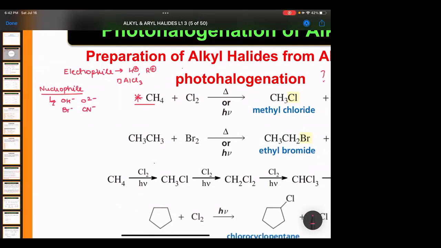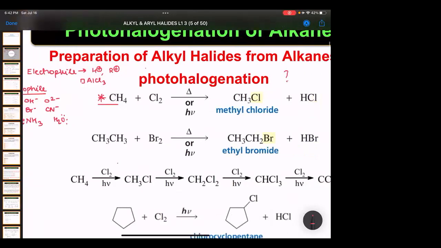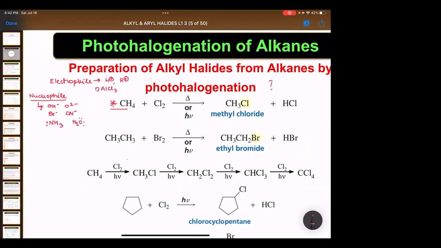Yeah, and they can be neutral also, like ammonia, which doesn't have any negative charge, but it has a pair of electrons which it can share readily with another atom, or water also. But neutral ones are definitely weak nucleophiles because they are stable, so they are not desperate to attack. Okay, so that was nucleophilic substitution, but this is free radical substitution. So what are free radicals?